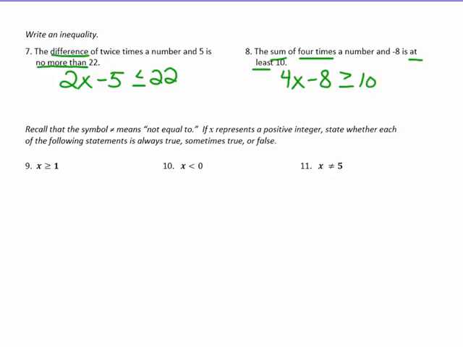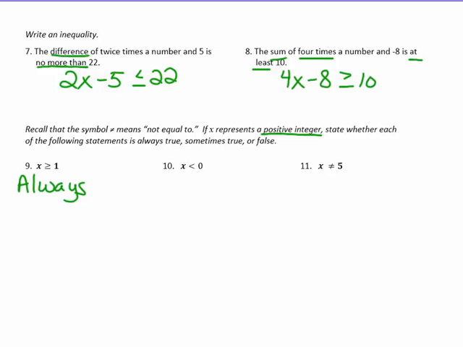All right, recall the symbol not equal to. If x represents a positive integer, state whether each of the following statements is always true, sometimes true, or false. So if x is a positive integer, it means it can't be fractions or decimals. So that means here, this one is always true, because it can be 1 or it can be bigger. Those are your positive integers.